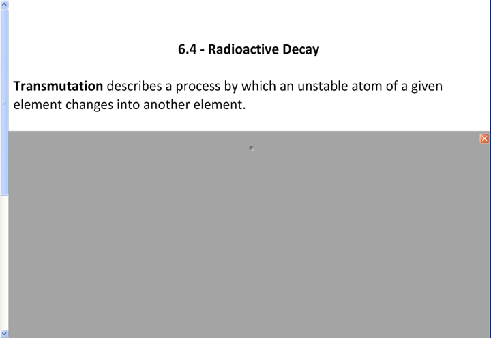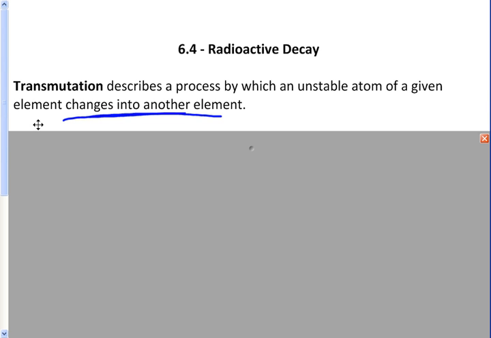So, transmutation describes a process by which an unstable atom of a given element changes into another element. We talked about how the number of protons inside of an atom defines the element. Carbon always has 6 protons. If you have something with 6 protons, it is carbon. That is the definition of carbon. Now, if carbon undergoes transmutation, and let's just say something comes in and plucks a proton out, you don't have carbon anymore. You have something else.